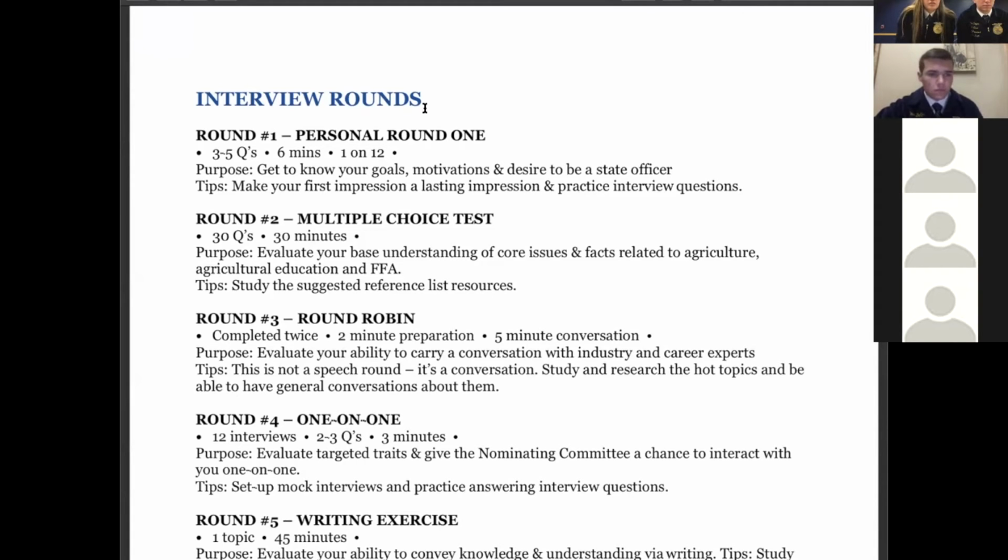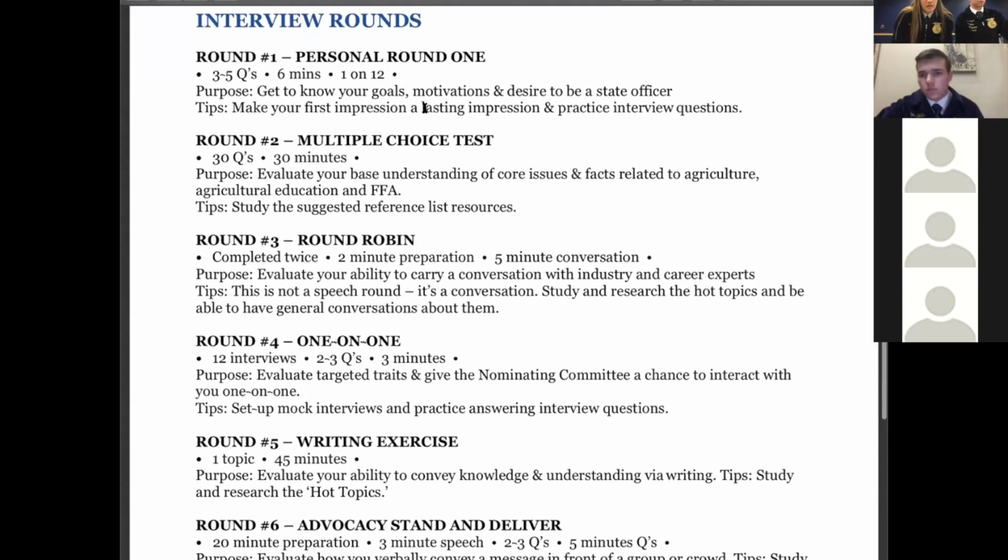So round 1 is the same as district officer. There's a personal round interview. There are 3 to 5 questions up to 6 minutes. There are 12 people on the nominating committee. And then there's a multiple choice test. Round robins are where you have a conversation piece that they give to you, and then you talk to an industry professional about some topic for up to 2 minutes, and the nominating committee is watching that.